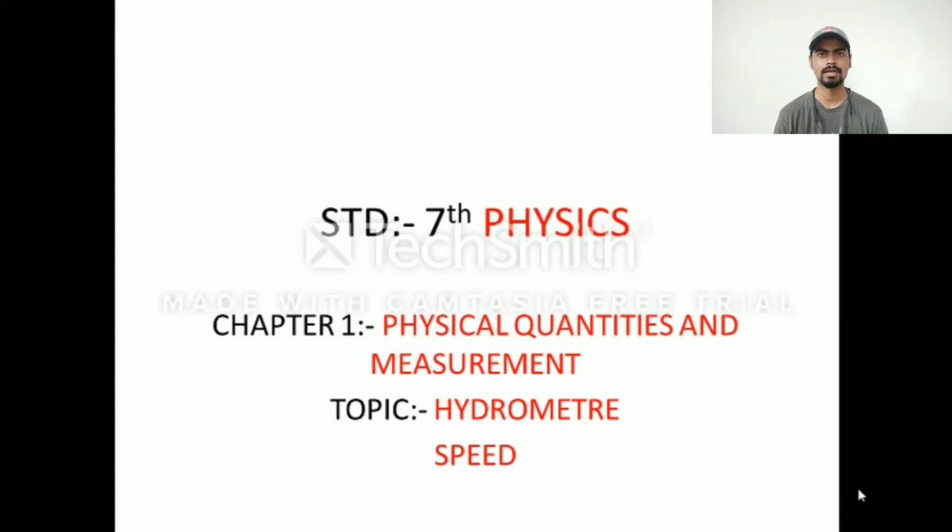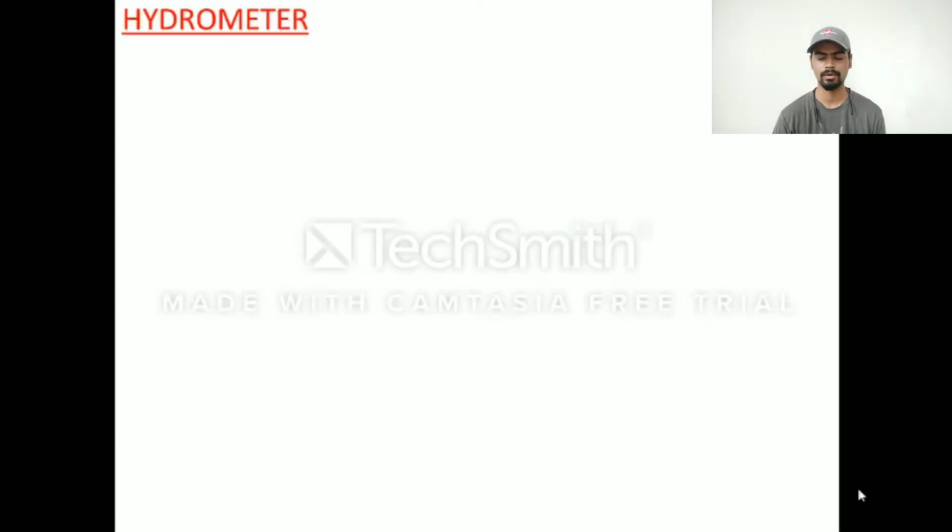This lecture is for class 7th and we are going to discuss two topics, that is a hydrometer and speed from the chapter Physical Quantities and Measurement. And these two topics are the last two topics of chapter number 1. So let us begin with the video.